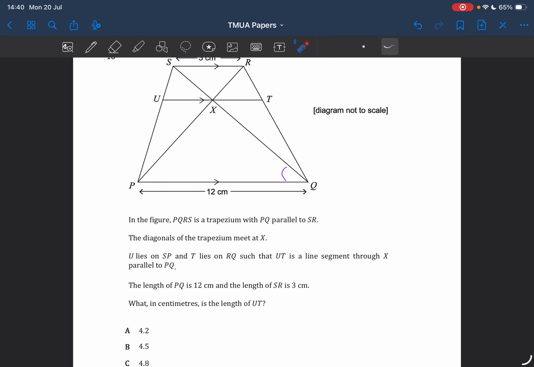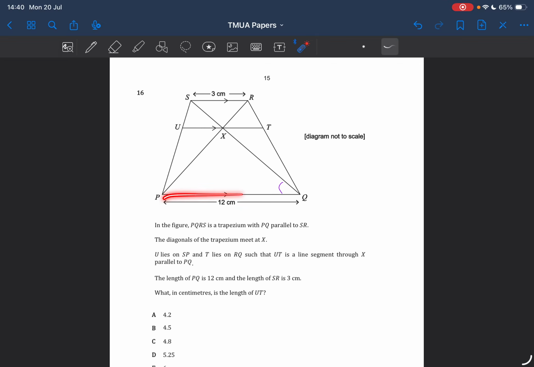16 then. Got some trapezium. This is parallel to this. The diagonals, they meet at point X. U lies over here. T is over there. So it's that this is the same as that, or parallel to that. Let me get rid of that bit. Yeah, this is 12. This is 3. How long is this?